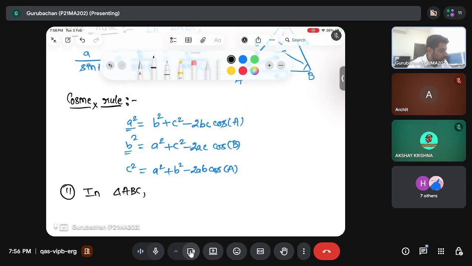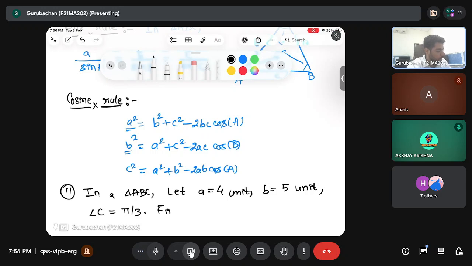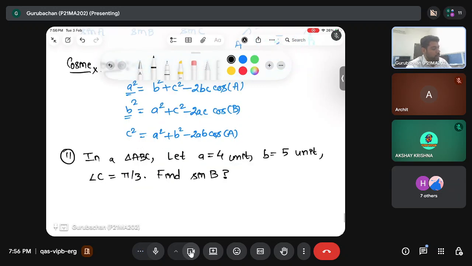So in triangle ABC, let a is equal to 4 unit, b is equal to 5 unit, and angle C is equal to pi by 3. Now find the value of sine B. Try this one.